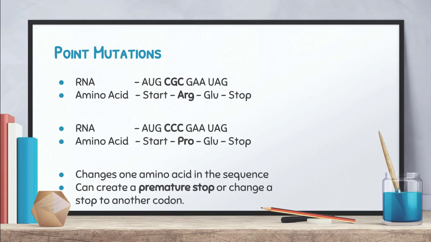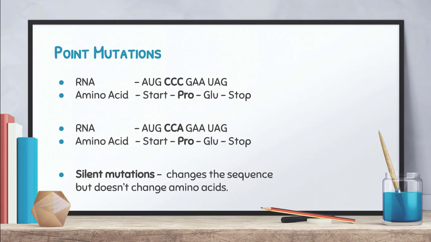If we have stop before we should have stop, then the rest of the amino acids will never be produced. And also if we change a stop codon to a regular codon, then the sequence is going to continue. The amino acids are going to continue to be added to the protein. So premature stop and altering a stop can have a significant impact on the amino acid sequence.